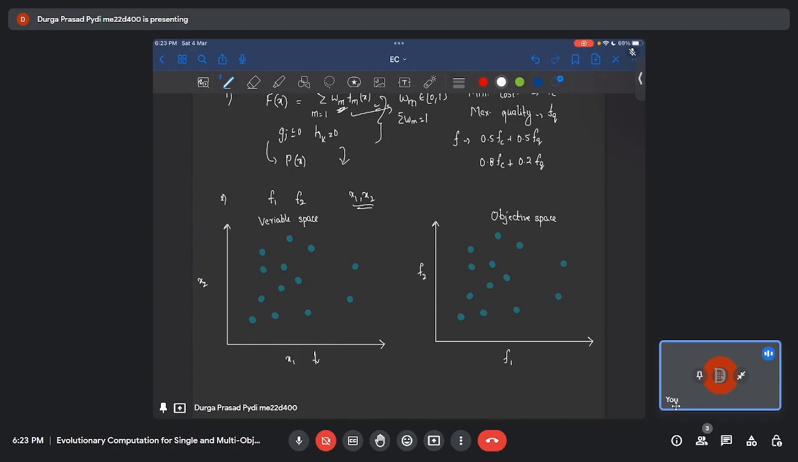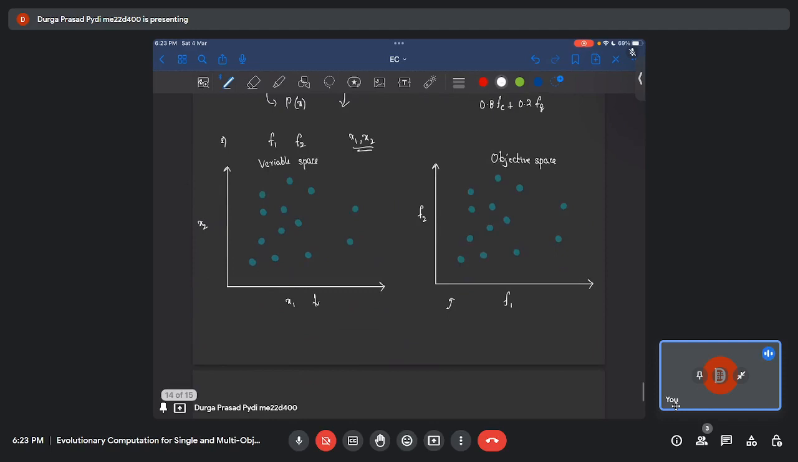Now, when you want to make a decision, what you essentially need is this objective space. In single objective optimization, we don't have anything like an objective space, but now we will be having this objective space. Out of all these solutions, we want to identify the particular solution which is useful to us. How do we go about doing that?